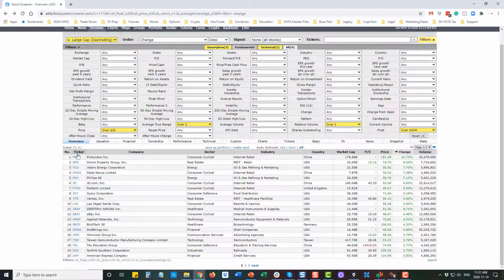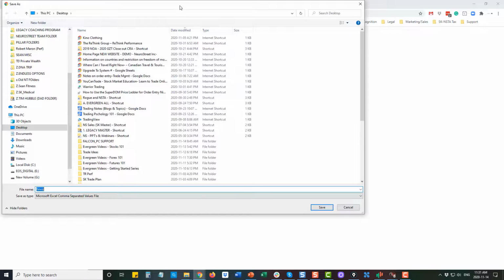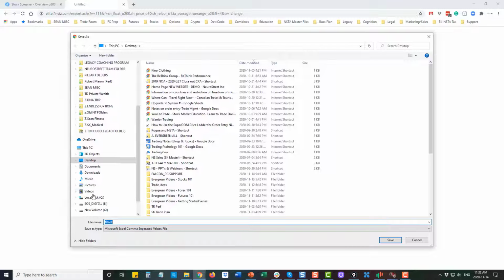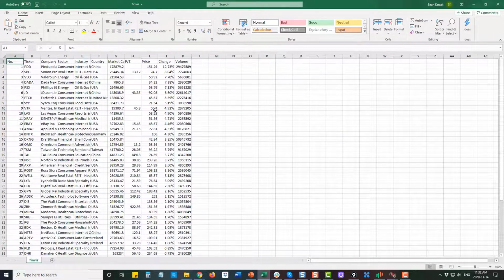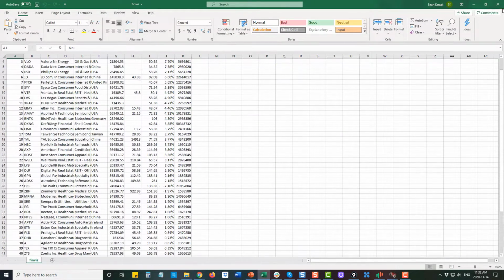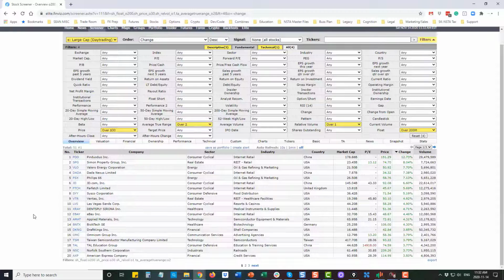And then what's really nice is you can actually click down here and export these if you choose to. You can see it says export into a CSV file, and then you can just go to desktop and name it, and then you can just export those stocks, and then there's all your stocks. You can import them into a watch list, or you can just type them in if you choose to into a watch list for trading.